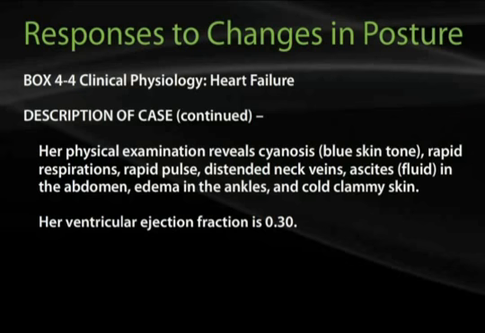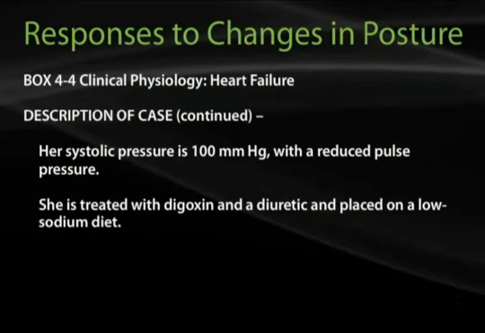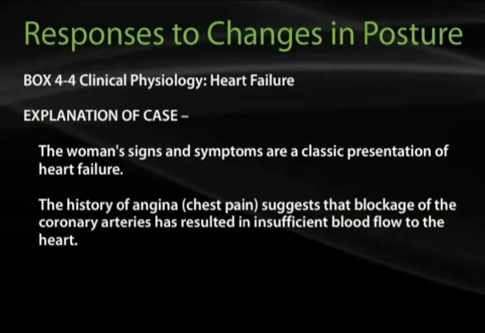Echocardiogram shows that her ventricular ejection fraction is 30%. Her systolic pressure is approximately 100 millimeters of mercury with a reduced pulse pressure. She's treated with digoxin and a diuretic and placed on a low-sodium diet. This woman's signs and symptoms are a classic presentation of heart failure.